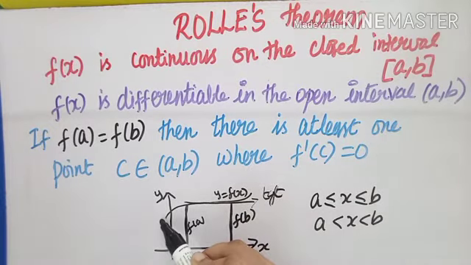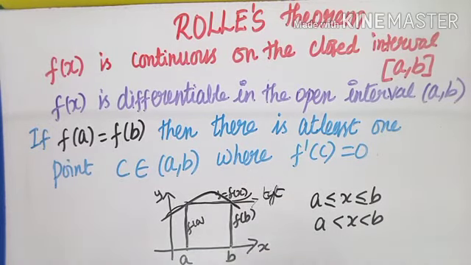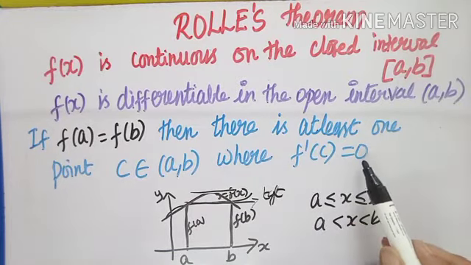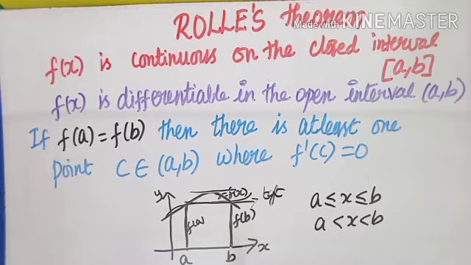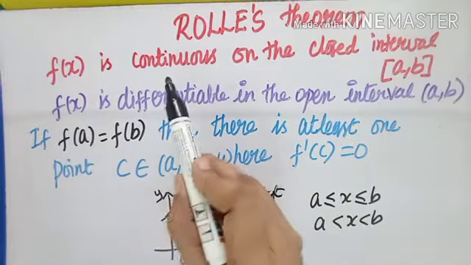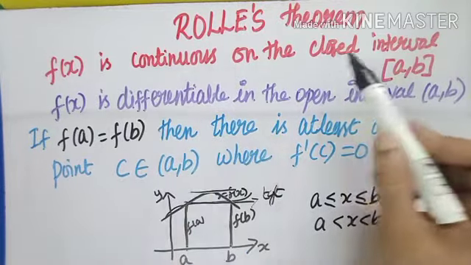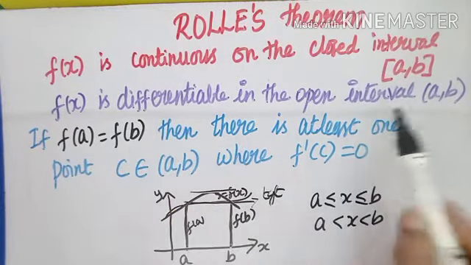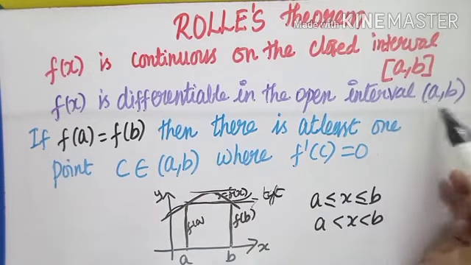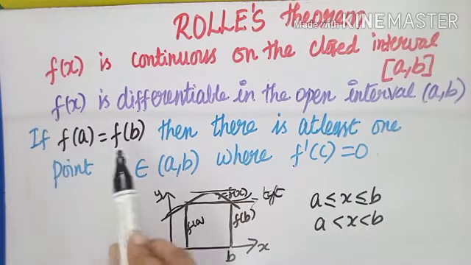The curve may be like this also. But whenever f of a and f of b are equal, I can draw a tangent which is parallel to the x-axis. Parallel to the x-axis, we learnt the condition: derivative is 0, in the previous exercise. So what is Rolle's theorem? f of x continuous on the closed interval [a, b]. Remember, continuous on the closed interval, differentiable in the open interval. Open interval, put round brackets. f of a equals f of b.